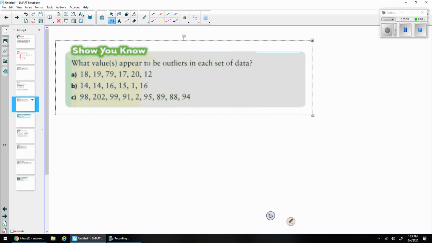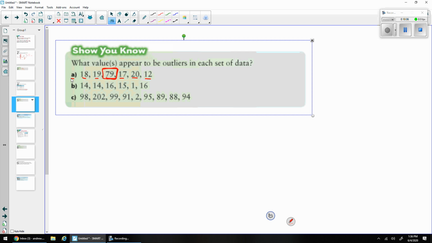What values appear to be outliers in each set of data here? Okay, let's just read these off in A. There's 18, 19, 79, 17, 20, and 12. Well, if you look at this, I would say 79 would be an outlier. All the rest of them, the range is between 12 and 20, which isn't very far apart. They're only 8 apart. Whereas 79, you're looking at another 60 point difference there.